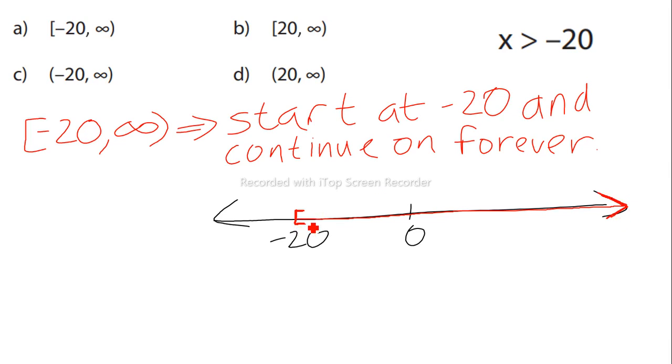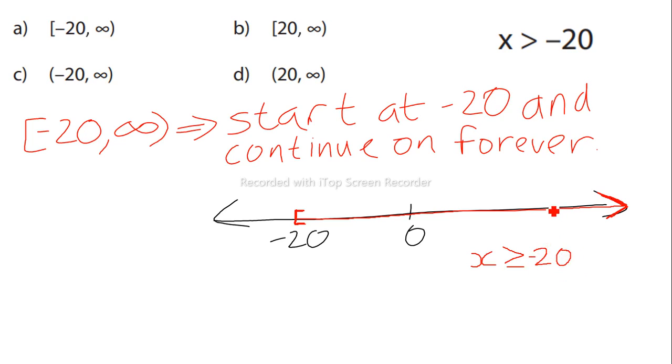So we start at negative 20 and we continue on forever and ever. That's what that's saying. If we look at any number inside this set, let's call that number x. This number would have to be greater than negative 20 or even equal to negative 20.